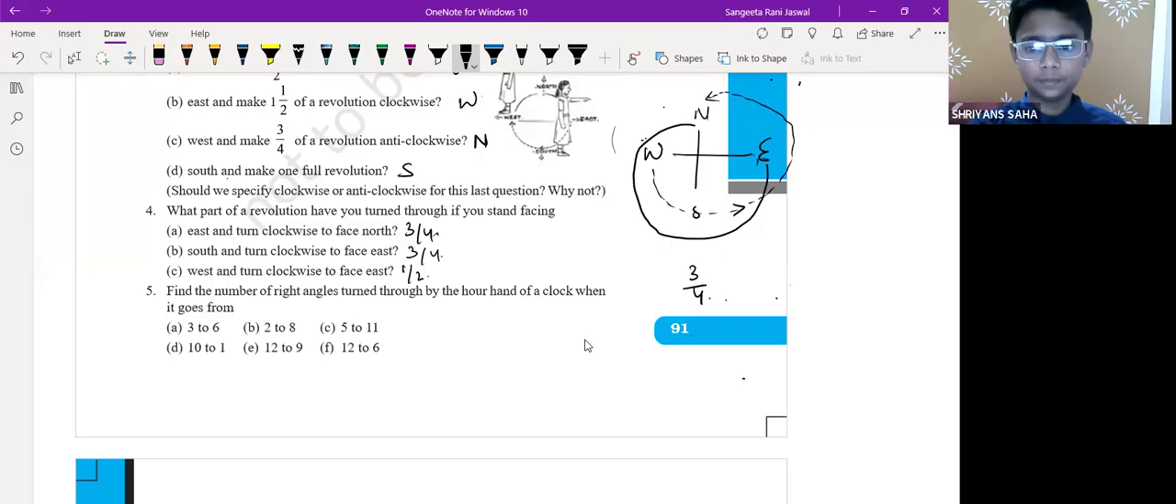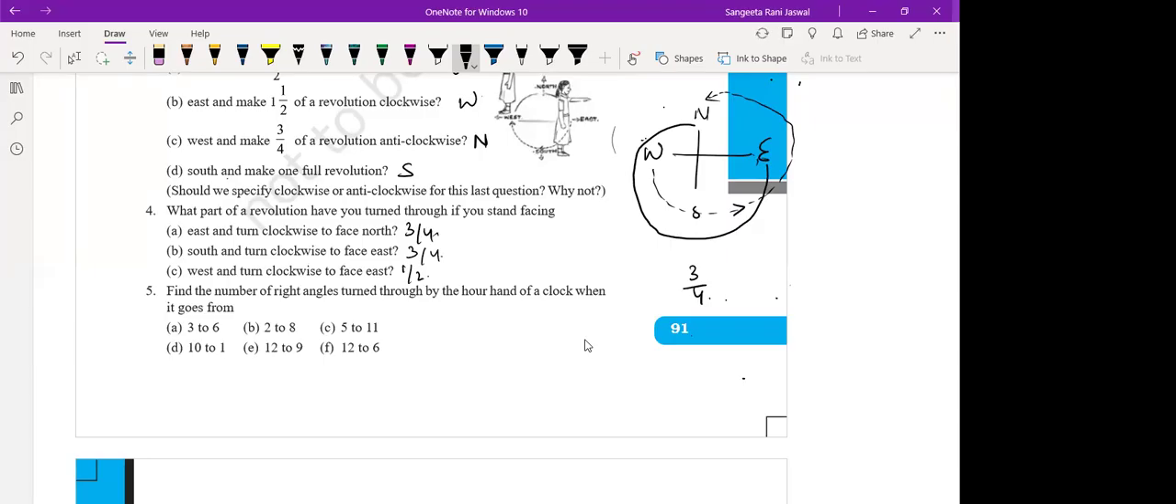Next is find the number of right angles turned through by the hour hand of a clock when it goes from 3 to 6. So the number of right angles you have to tell. The clock is turning from 3 to 6. How many right angles has it moved through?